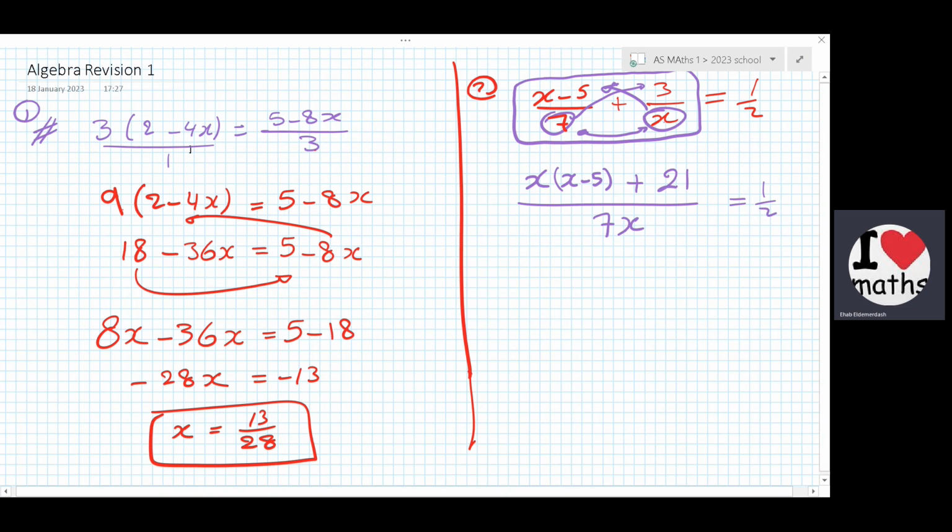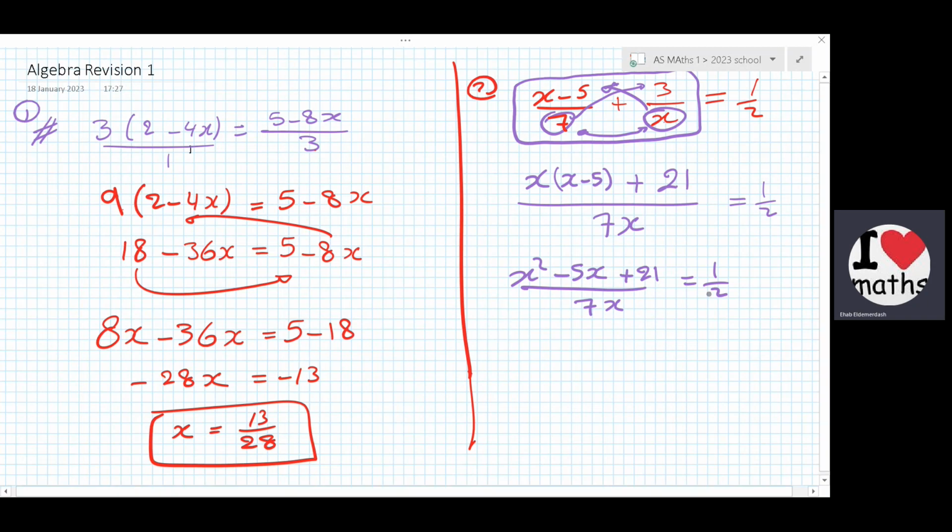Let's go. I need to expand, so here x into the bracket. Who can tell me how to expand it? x squared minus 5x. Bravo. I'll continue: over 7x equal 1 over 2. What is my mission in this case? I have fractions on both sides. Do we have any problem with the first step? I did my first step. I have to go for the cross multiplication.